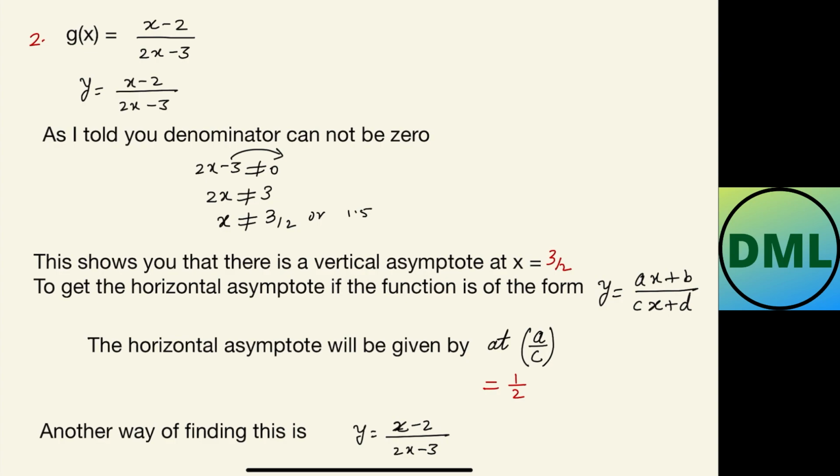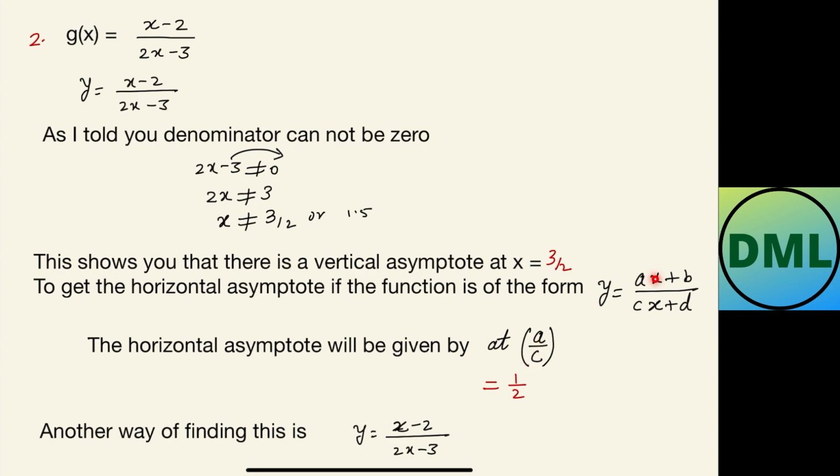The meaning of asymptote is your graph won't touch at 1.5. This shows that there is a vertical asymptote at x is equal to 3 by 2 or 1.5. To get the horizontal asymptote, there is one formula for it. If your function is in the form of y is equal to ax plus b over cx plus d, your horizontal asymptote will be a by c.